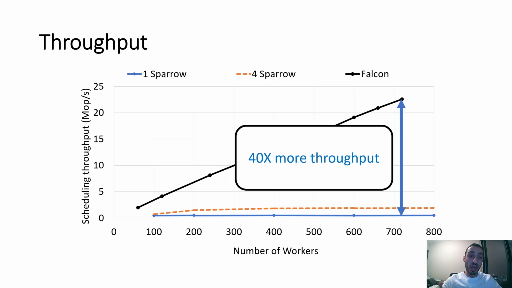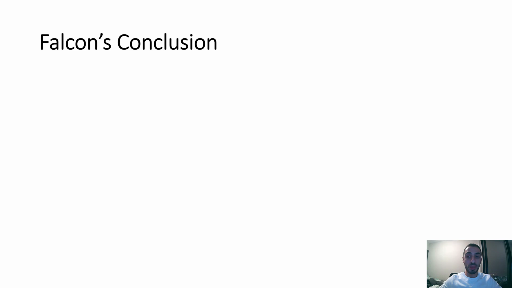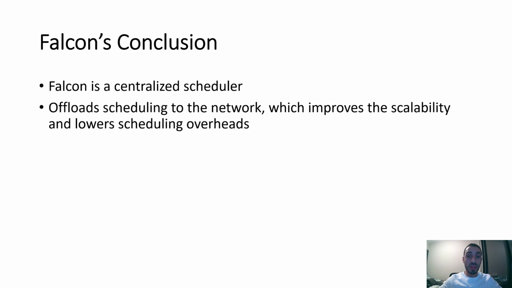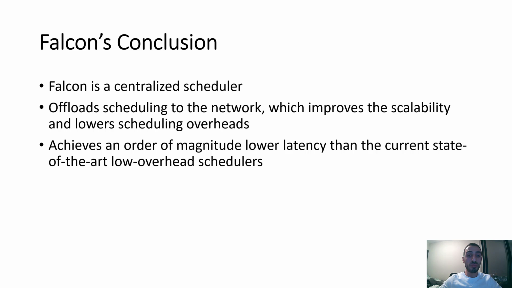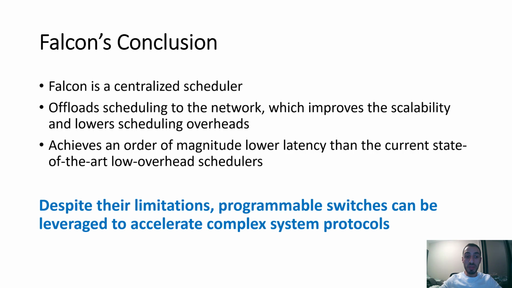But as you can imagine, this line could grow even higher than this, and the switch can perform way more than 20,000,000 scheduling decisions per second. So in the end, Falcon is a centralized scheduler that offloads scheduling to the network, which improves scalability and lowers scheduling overhead. It achieves an order of magnitude lower latency than the current state-of-the-art low-overhead schedulers. So the main takeaway here is, despite their limitations, programmable switches can be leveraged in order to accelerate complex system protocols. Thank you.